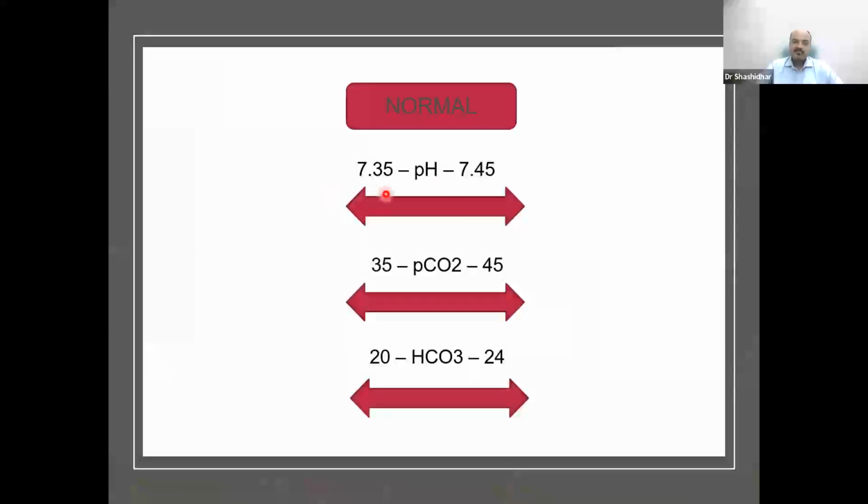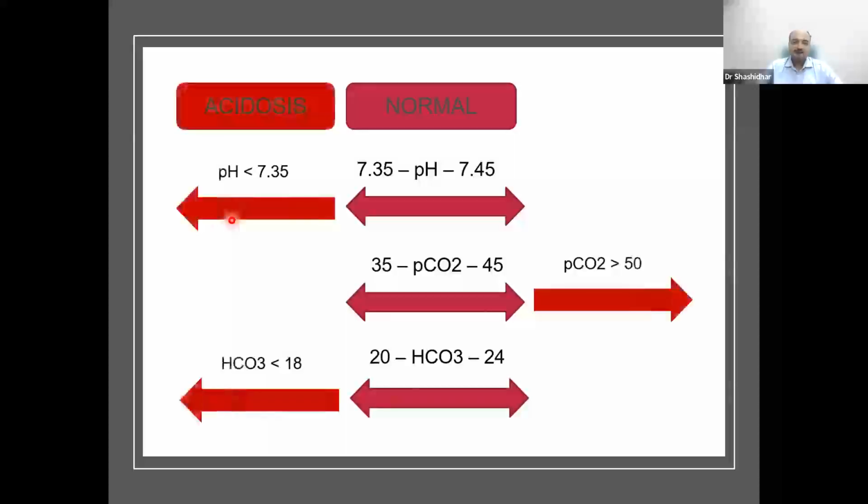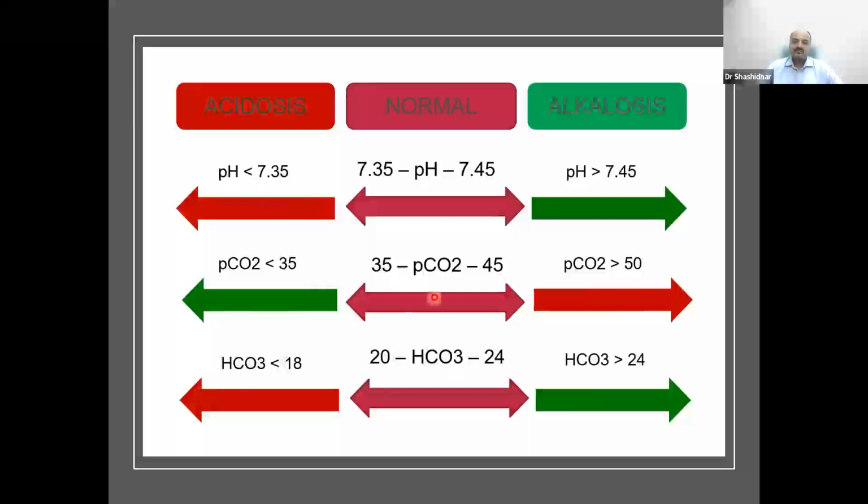If the pH is 7.35 to 7.45, it is normal. PCO2 and bicarb we have already discussed. Compared to adults and children, we accept a lower bicarb even in term newborns. Anything less than 7.35 is acidosis. It can be caused by two things: increased PCO2, more than 50, or reduced bicarb, less than 18. Based on that, we classify into respiratory or metabolic. If the pH is more than 7.45, it is called alkalosis. It can be caused by two mechanisms: lower PCO2, less than 35, or higher bicarb, more than 24. Quite simple so far. I hope all of you are with me.